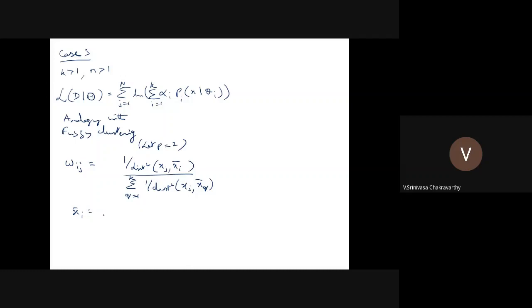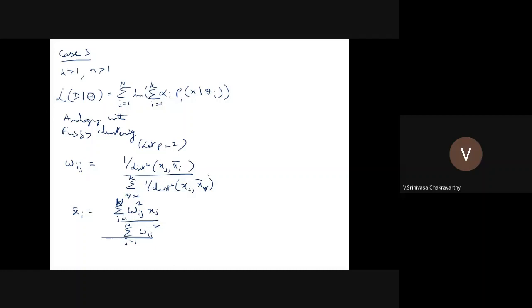And once you have the weights, the mean vectors are simply given as the sum of wij squared times xj, over the entire data set, divided by the sum over j of wij squared. Okay, so this is the mean value.